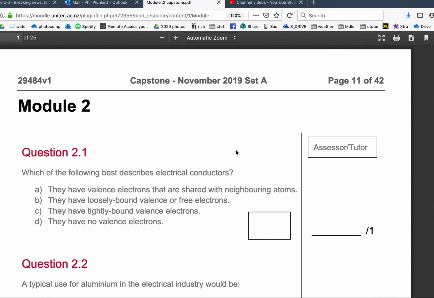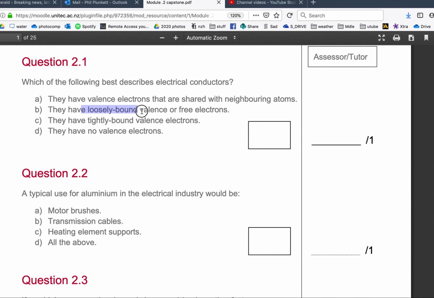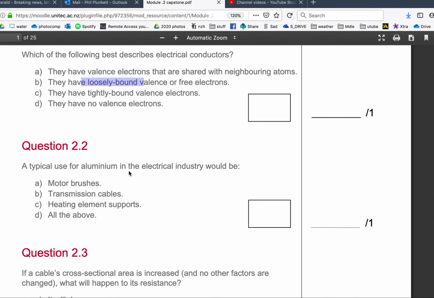Questions. We'll quickly go through these. Which of the following describes electrical conductors? They have valence electrons, loosely bound, so that's going to be B, this one here.